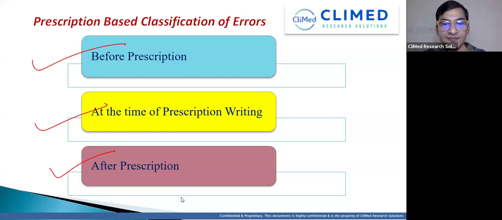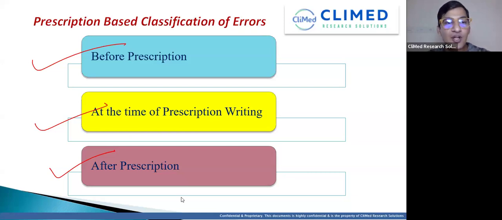anyone after prescription? Now, this is the time to understand after-prescription errors. Dispensing, perfectly fine. Dispensing, discharge medicine. Dispensing errors, administration errors. Those could be after the prescription.